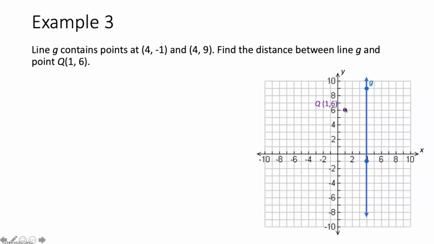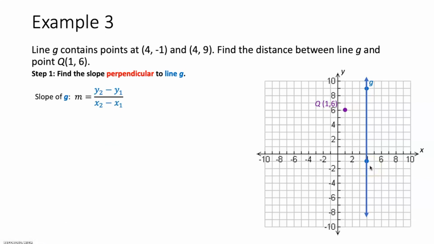Now we're going to proceed just like we normally would. First step is to find the slope perpendicular to line G. If we want the slope perpendicular to line G, we want the slope of line G, and then make it the opposite reciprocal of whatever that is. Which means we take our 2 points and we plug them in the slope formula. So we pick one of the points to be x sub 1, y sub 1, the other one to be x sub 2, y sub 2. Doesn't matter, you could have switched those, you'll get the same answer.